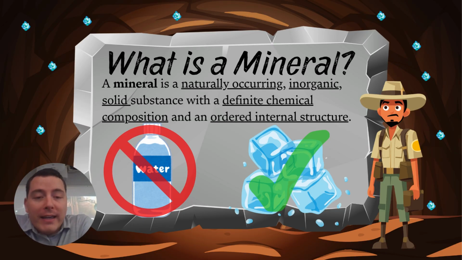So for example, ice is a mineral. It is naturally occurring. It's inorganic. That means it does not have carbon in it. It has a definite chemical composition, H2O, and an ordered internal structure. So you can see those ice cubes. Ice would be a mineral, but water, which has the same composition, since it's a liquid, is not a mineral.